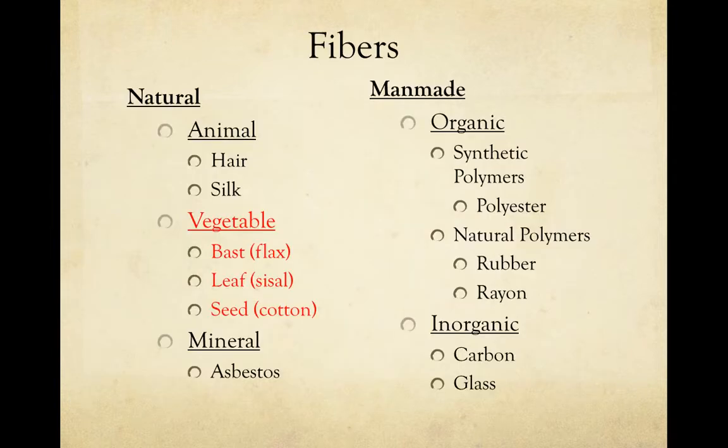So the next category of natural fibers are the vegetable fibers. These come from plants, and they're organized by where on the plant they originate from. So a bast fiber comes from the bast, which is the outer skin of plant stems. Leaf fibers come from the leaves of plants, like sisal. This is an example. And then seed fiber comes from the seeds of plants. So cotton is an example of a seed vegetable fiber because cotton is actually the fiber surrounding the cotton seeds.